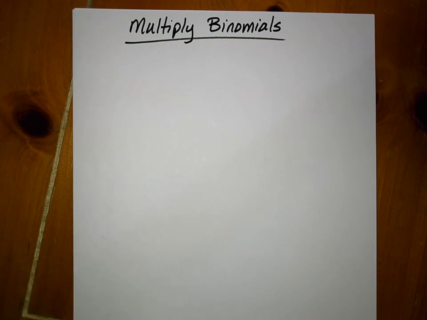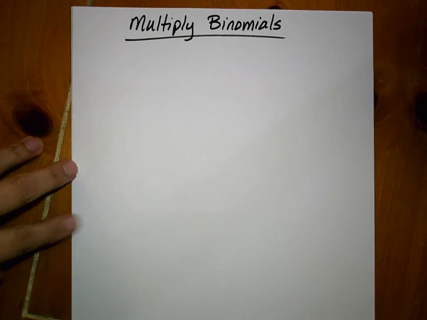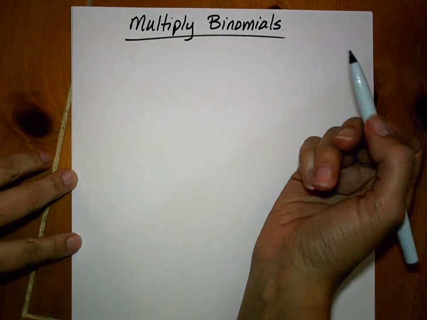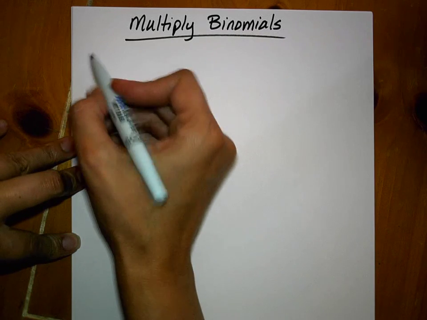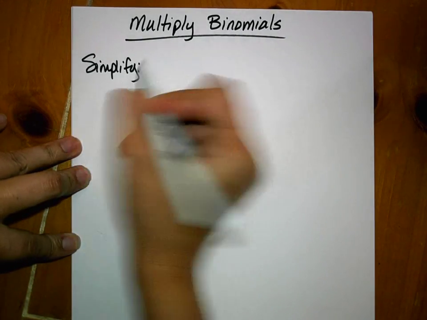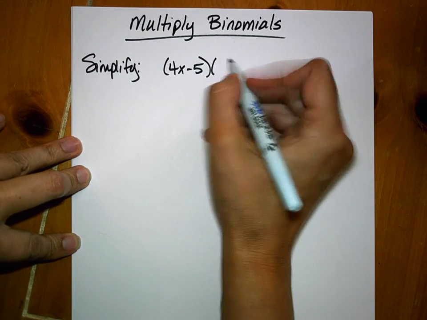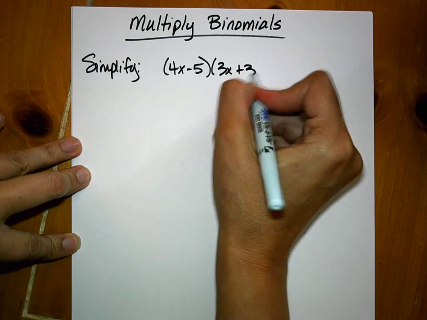The possibility of polynomials you're going to have to work with is infinite. So our next step for multiplying polynomials is to multiply two binomials together. Okay, so our first one is going to be 4x minus 5 times 3x plus 3.